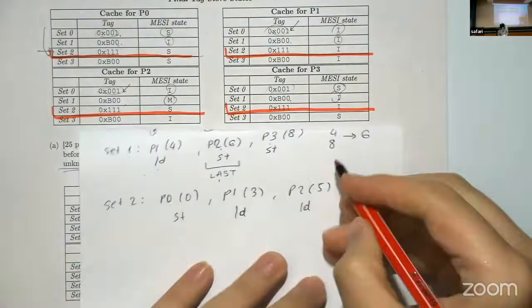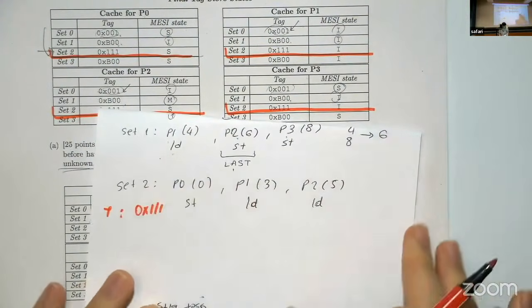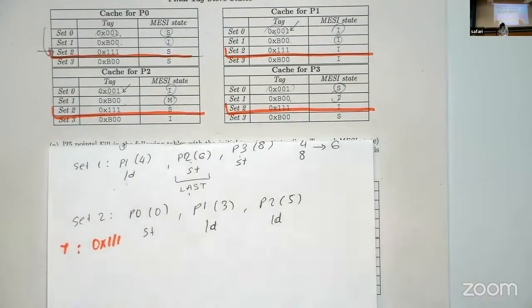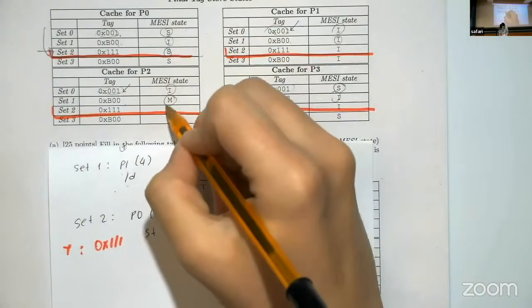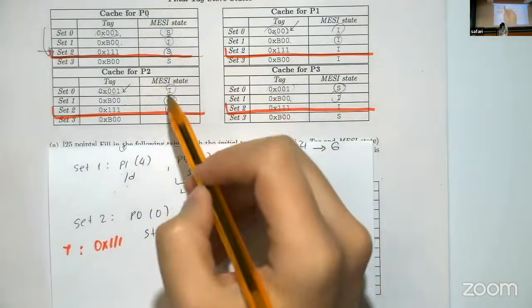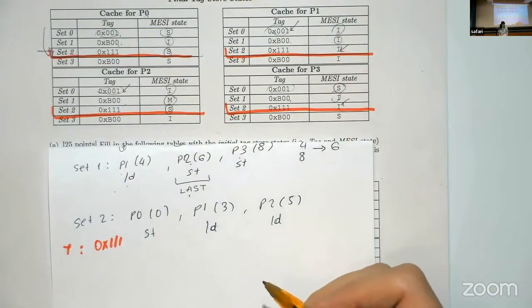Maybe it's good to write the tag here also, since you cannot see it. Okay, so what we can see from here is that in the final state, we have 2 shareds here for P0 and P2, and the others are invalidated. So again, can you guess what happened? In which order did we execute these?